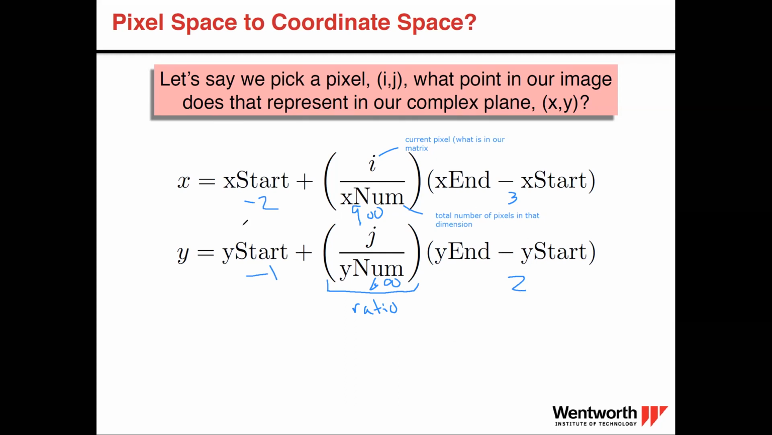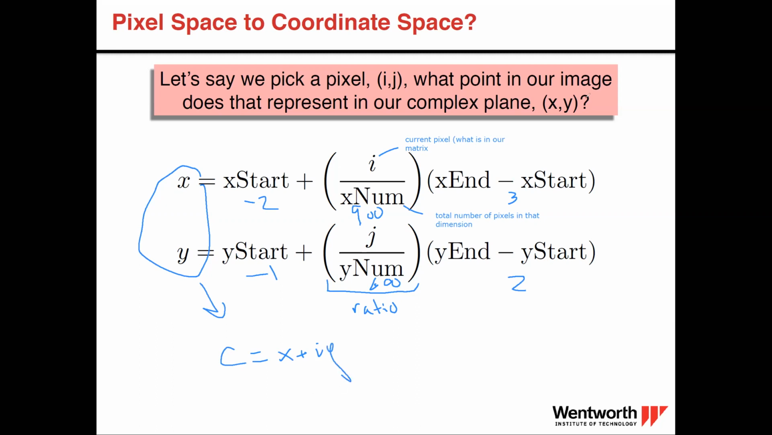So most of these are just constants, right? It's just -2 to 1, the calculation here, 3 and 2, and then the current pixel that we're looking at divided by the total number of pixels in that dimension. And this gives us the X and Y that then go into C.